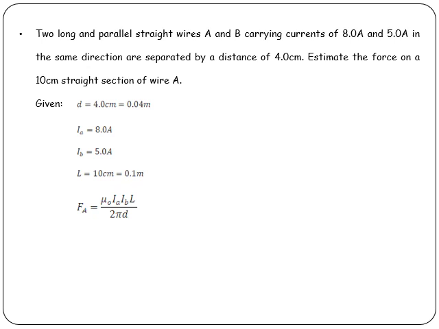So force is mu naught IA IB L divided by 2 pi d. When you substitute the values for mu naught, 4 pi into 10 power minus 7, IA IB L, 8 into 5 into 0.1 completely divided by 2 pi into 0.04, that is equal to 200 into 10 power minus 7 Newton.